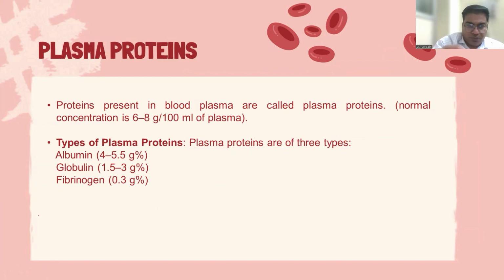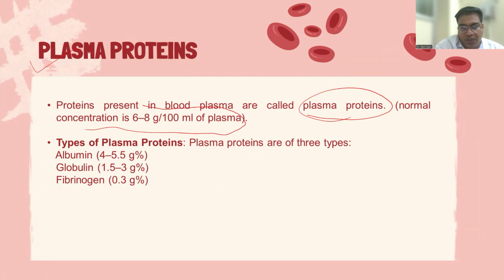So today we are going to discuss the plasma proteins. Proteins present in blood plasma are called plasma proteins. The normal concentration is around 6 to 8 gram per 100 ml of plasma. The basic types of plasma proteins are albumin, globulin and fibrinogen. These are the respective gram percentages of these plasma proteins.